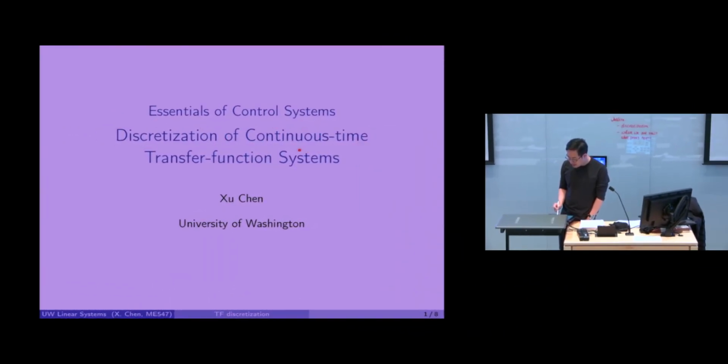Discretization of continuous time systems is very important and common in actual control practices. There are two ways to do this, or there are two categories to do discretization. One is obviously transfer functions. We have a continuous time transfer function. We want to obtain the discrete time transfer function. Another is, instead of transfer function, we do state space analysis, derive the state space discretized systems.